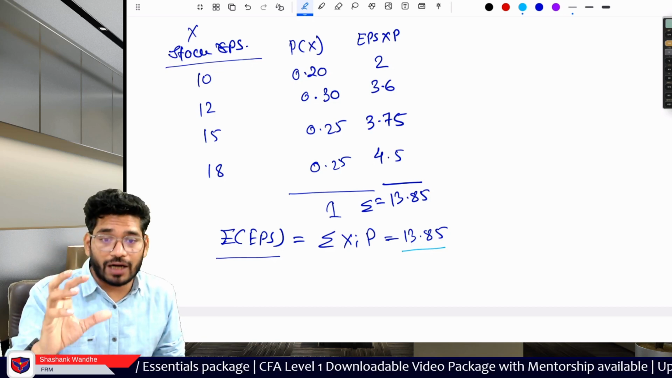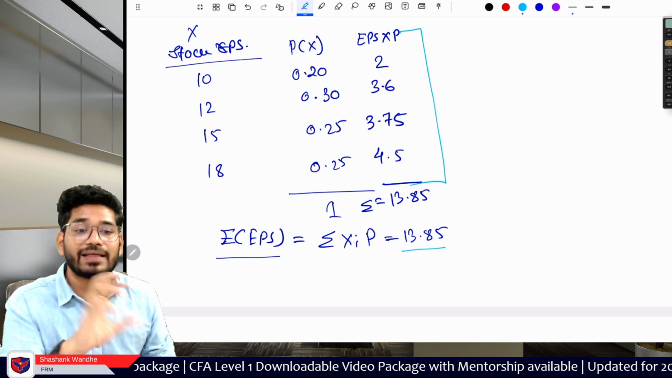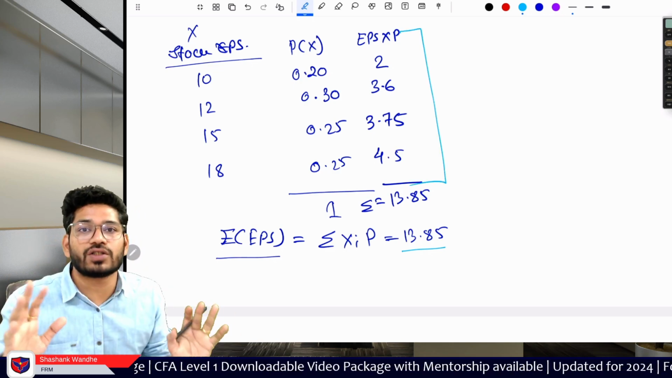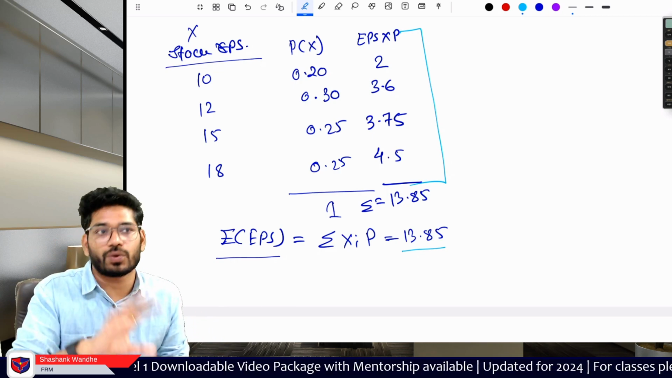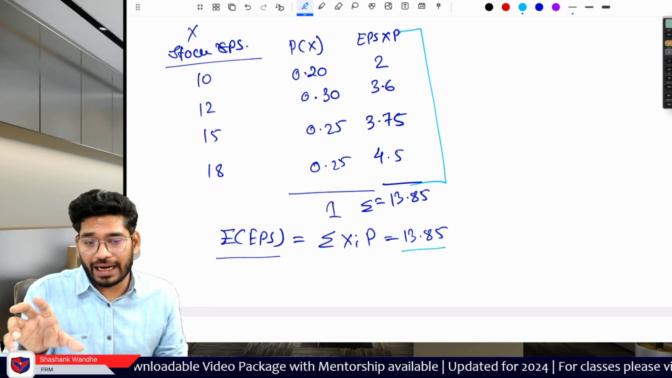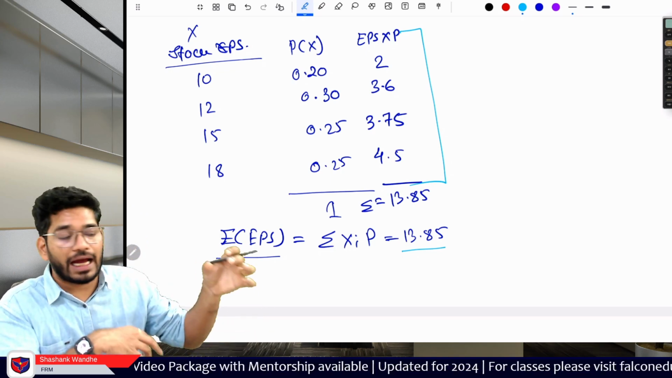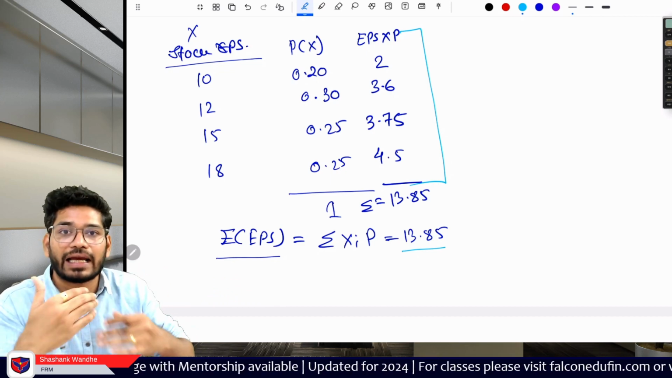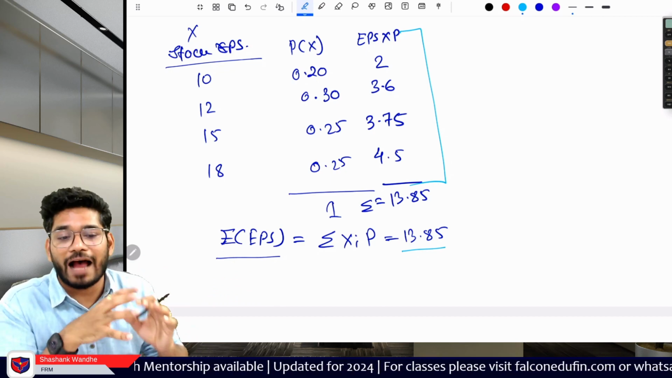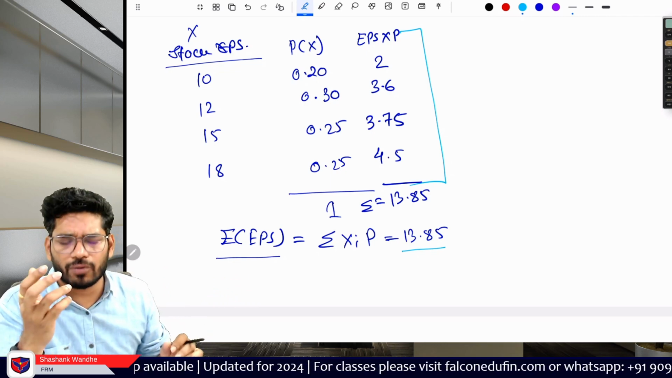So understand this. We are talking about this particular setup. You are able to observe this particular setup thousands of times, in thousands of different situations. You can say you are going back in time and again you are coming to that specific EPS and you are counting that EPS. And if this is happening again and again, then the average value of all the EPS will be 13.85. This is again one more interpretation of expected value.